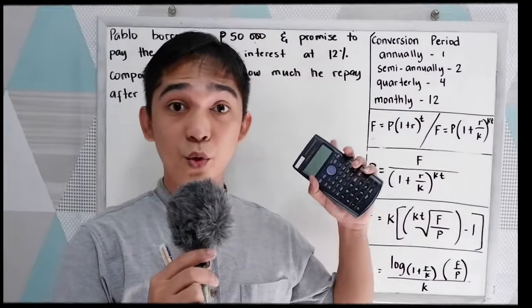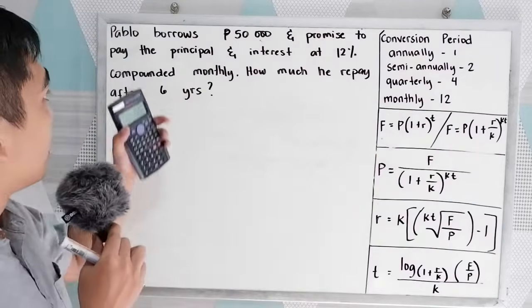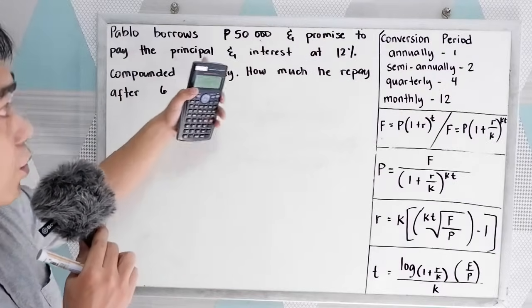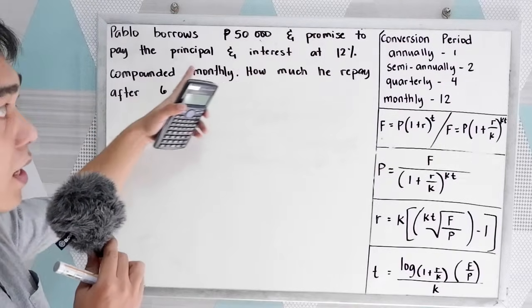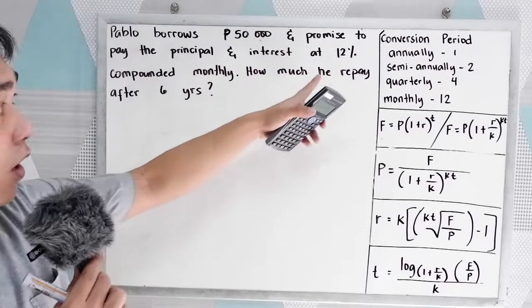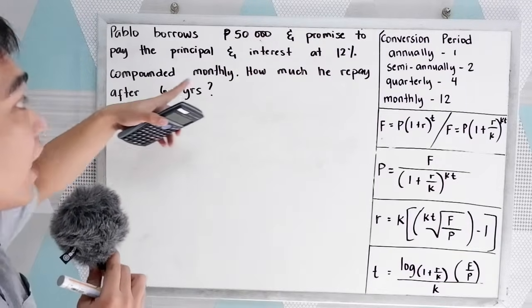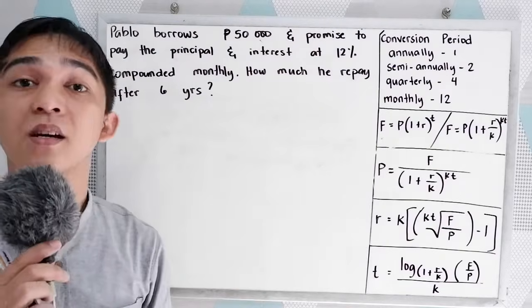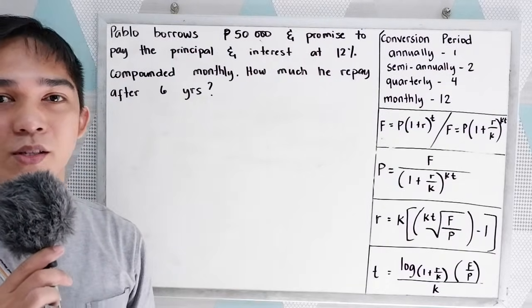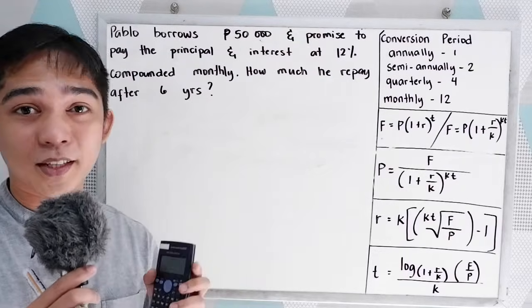Now let's solve problem number 2. Pablo borrows 50,000 pesos and promised to pay the principal and interest at 12% compounded monthly. How much will he repay after 6 years? So again, let us first find all the given.